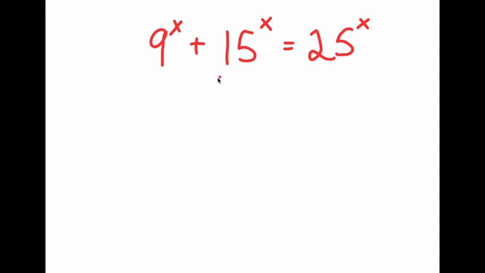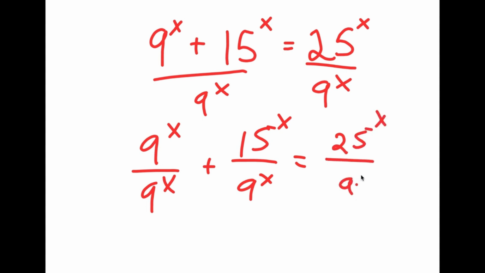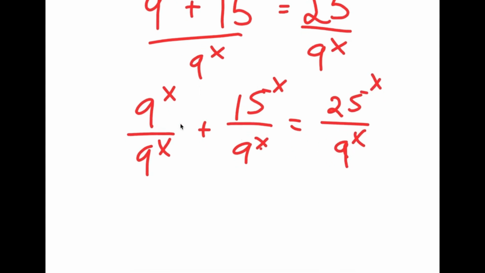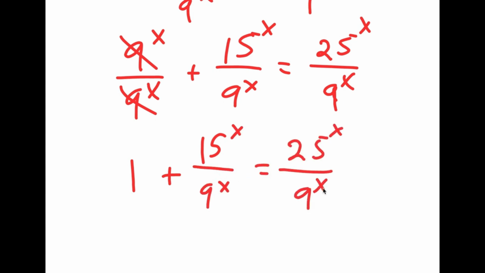Alright, so in this problem, I have 9 to the power of x plus 15 to the power of x is equal to 25 to the power of x. So I'm going to first start by dividing both sides by 9 to the power of x. So now this results in 9 to the power of x over 9 to the power of x plus 15 to the power of x over 9 to the power of x is equal to 25 to the power of x over 9 to the power of x. Now 9 to the power of x and 9 to the power of x cancel out. So I get 1 plus 15 to the power of x over 9 to the power of x is equal to 25 to the power of x over 9 to the power of x.